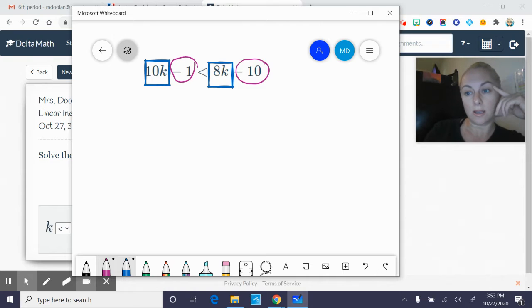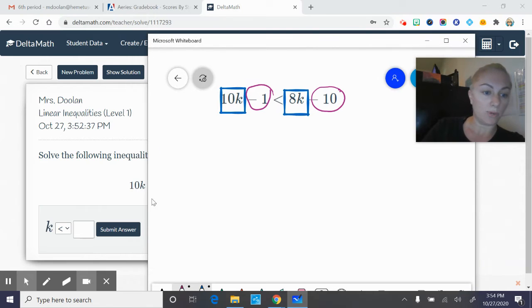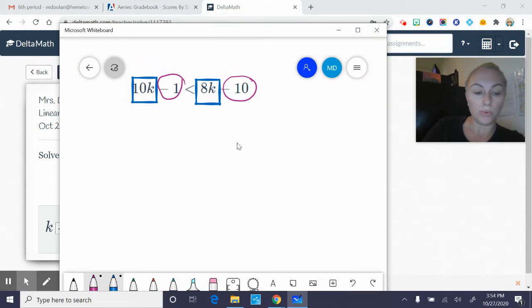Okay, -10 and think of that as -10. Even though there's a minus sign there, that subtraction symbol belongs to that number. So 10K minus 1 is the same as 10K plus -1. I want to get all my variables on one side and all my constants on one side. And because of the way these problems are set up with the variable constantly being on the left, we are going to move our variable terms all to the left.